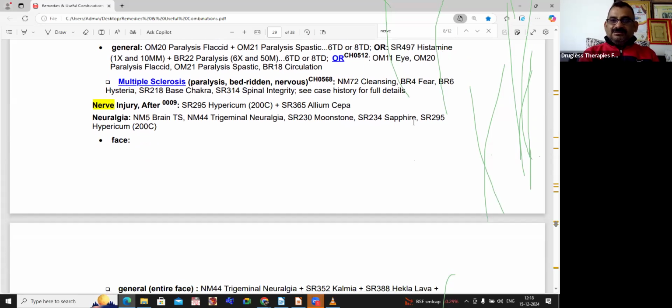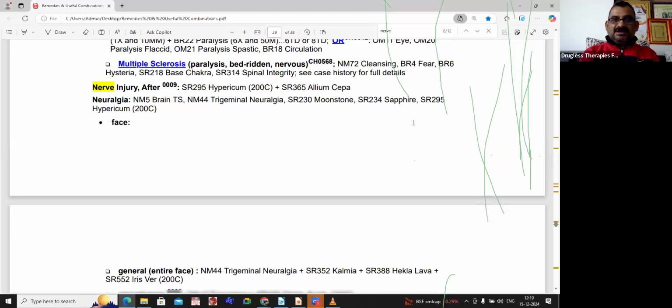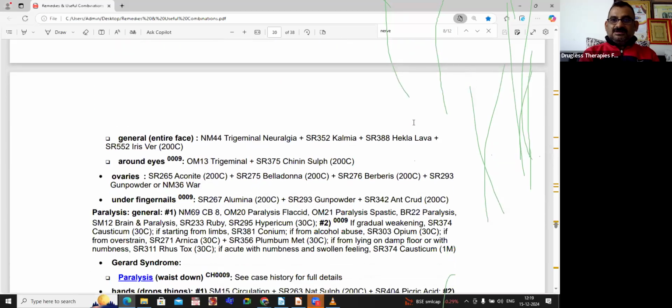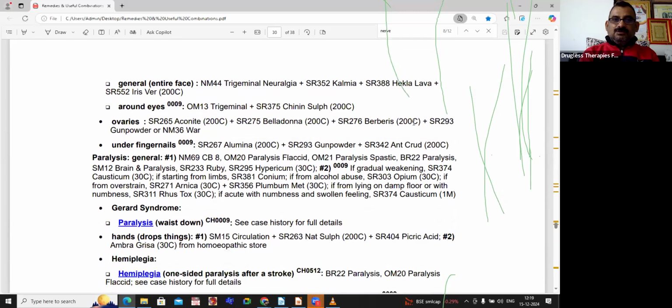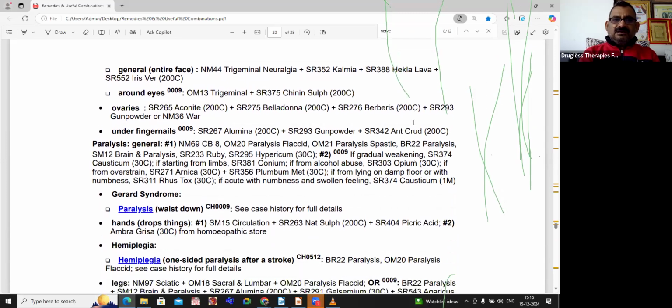And nerve injury. Yes, one of the most wonderful effects is on nerve injury. For nerve injury, the homeopathic remedy here, in Vibro homeopathic remedy, is Hypericum, and L-N-C-P-A. And neuralgia for nerve pain. What is that? Facial nerve. We have this trigeminal neuralgia: Kalmia, Ecla lava, and Iris vascularis. And around the eyes. So it is very beautifully explained here.